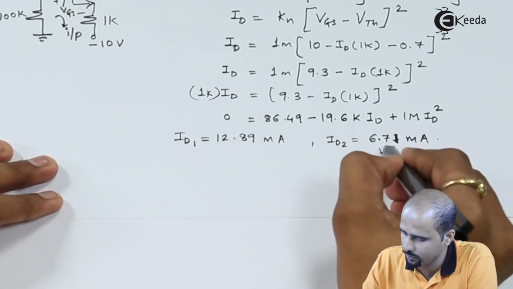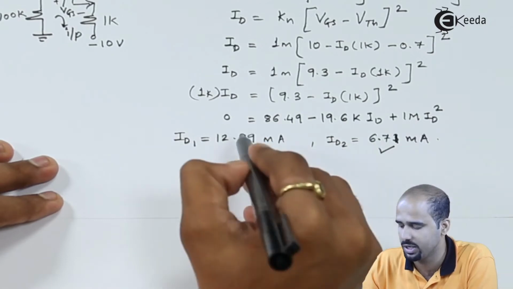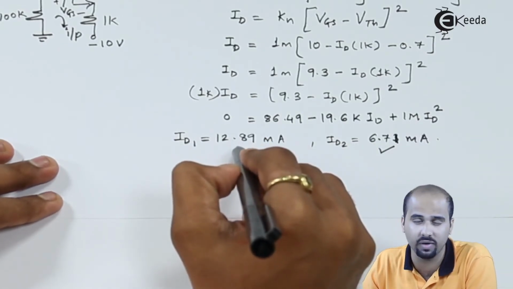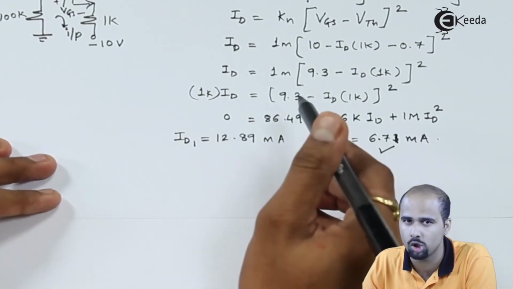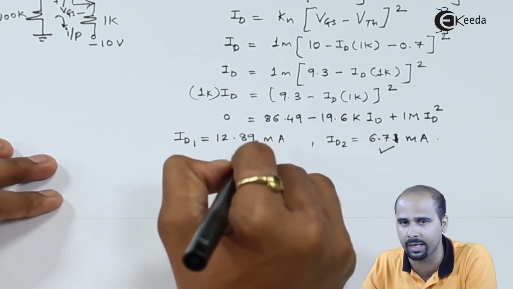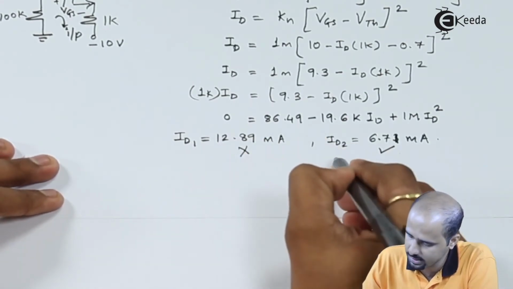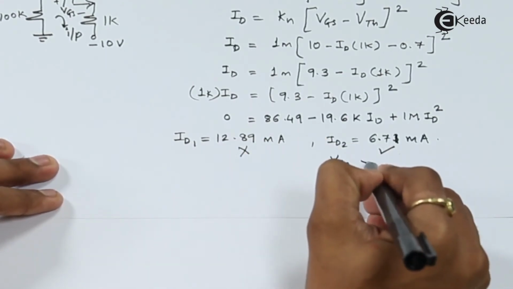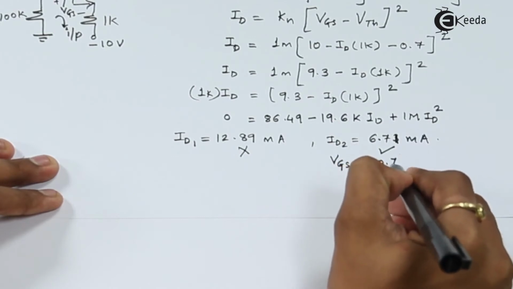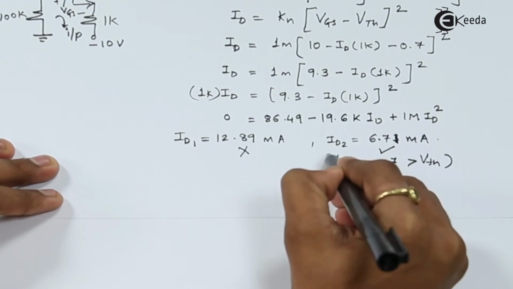So this value will give me the value of VGS which is greater than 0.7. This value is giving me a value which is even less than 0. So current will not flow, but current is showing minus 12.89, so that is not a true value. So I will take this value, as VGS is greater than 0.7, that is greater than the threshold voltage of the MOSFET.